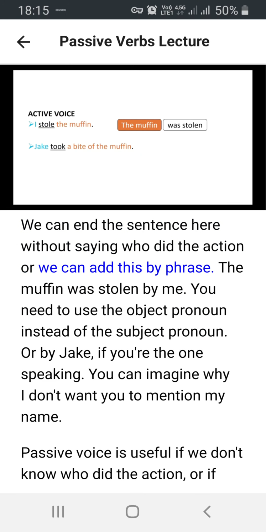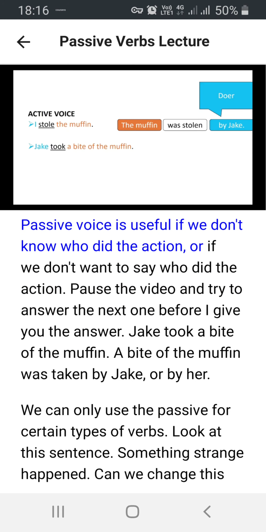Or we can add this by phrase. The muffin was stolen by me. You need to use the object pronoun instead of the subject pronoun. Or by Jake if you are the one speaking. You can imagine why I don't want you to mention my name. Passive voice is useful if we don't know who did the action or if we don't want to say who did the action.